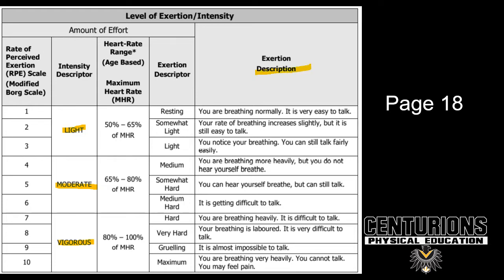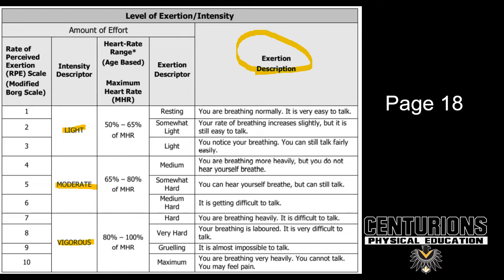Notice the exercise descriptions here that are along the side. You'll notice that some of these symptoms are quite common. For example, light intensity means that someone might be breathing normally and it's quite easy to talk. Moderate intensity means you're starting to notice your breath and it's starting to get a little bit difficult. And vigorous intensity is quite difficult to talk.